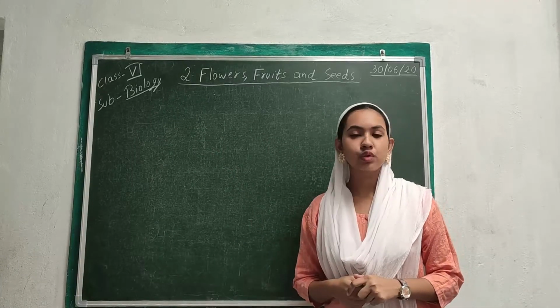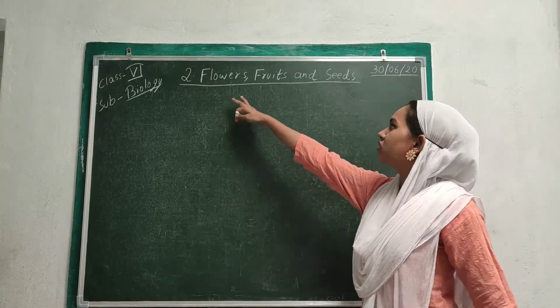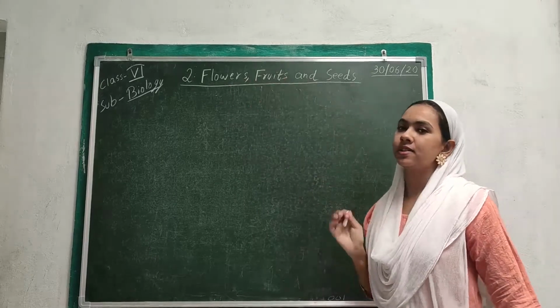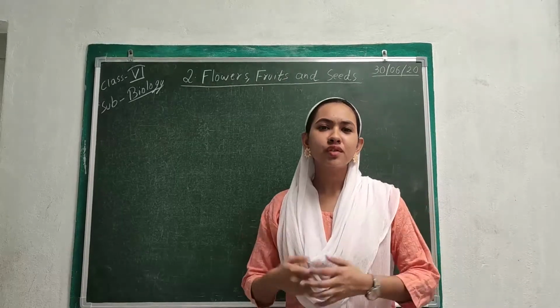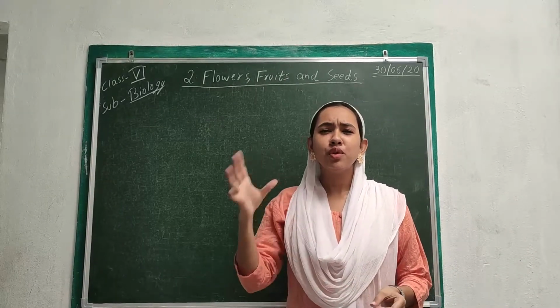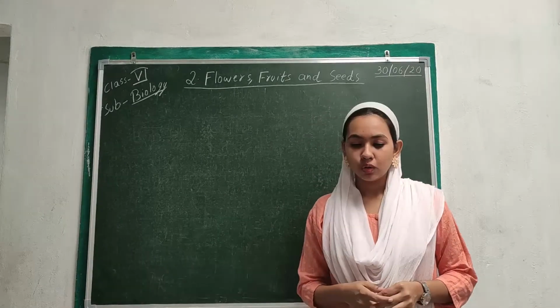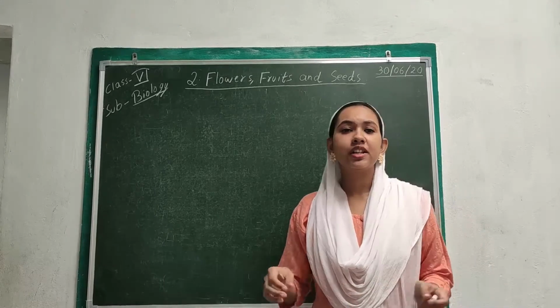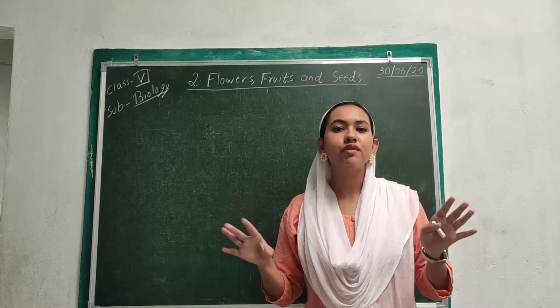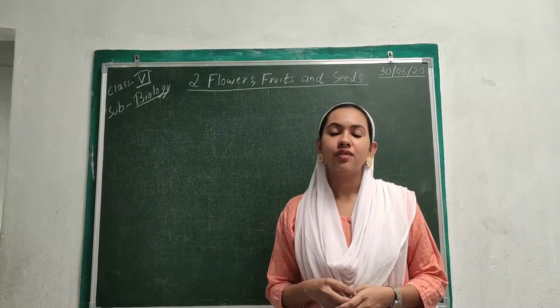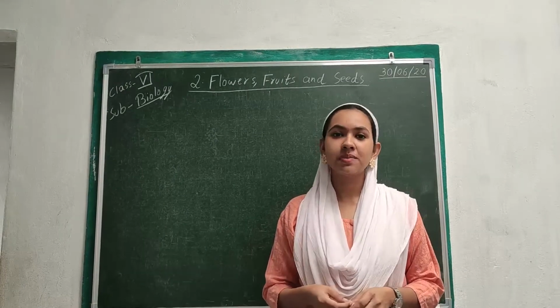Biology. We're going to do chapter number 2 today. The name of the chapter is Flowers, Fruits and Seeds. Now, if you have ever observed a tree, you'll find that the most beautiful or attractive part there is the flower. Different plants have different kinds of flowers, and the flowers may differ in color, shape, and size.